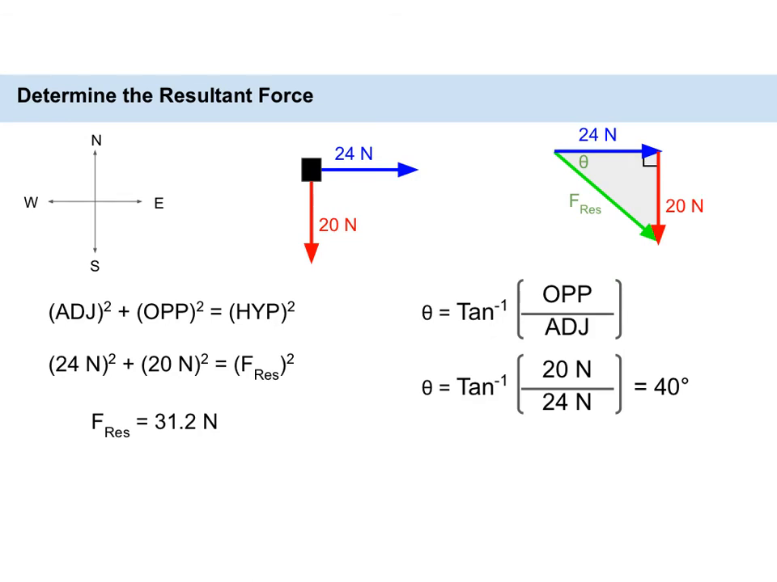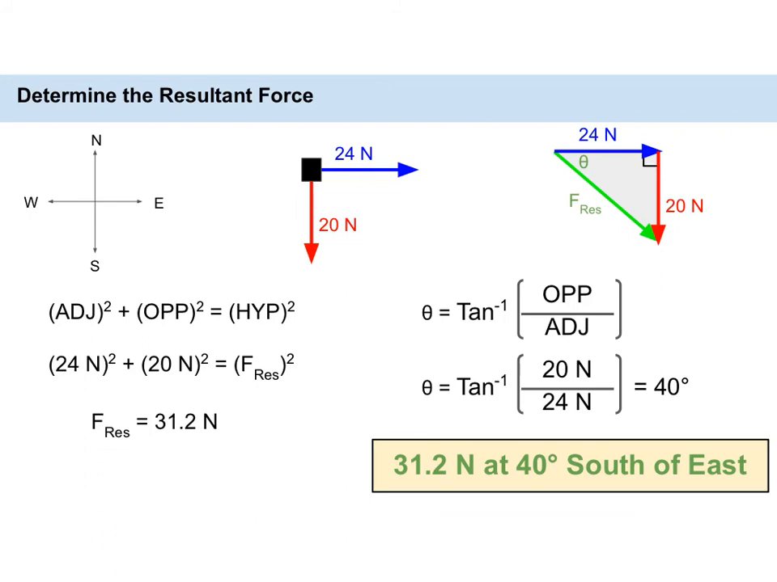Again, the trig function we want to use is the tangent, and you may want to have it already written in your notes as theta is the inverse tangent. Make sure that you get the two sides in the right order. It doesn't matter so much with the Pythagorean theorem, but here it really does matter. The 20 is as far away from the angle as we can be. That's the opposite side. And the 24 is right next to the theta, so that's going to be the adjacent. This should come out to be 40 degrees on your calculator.